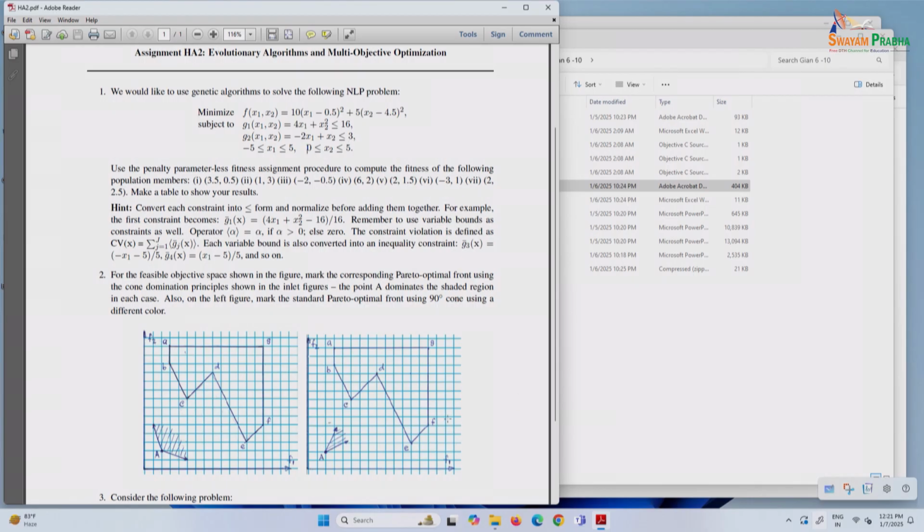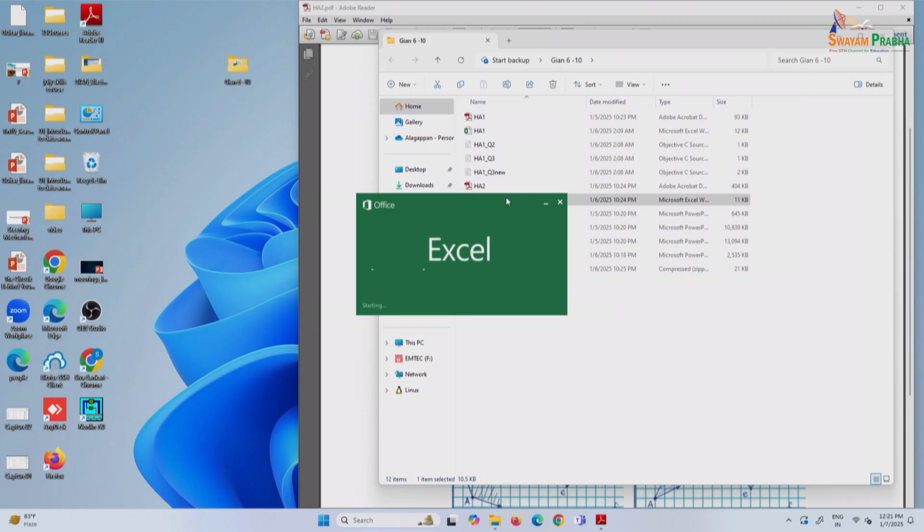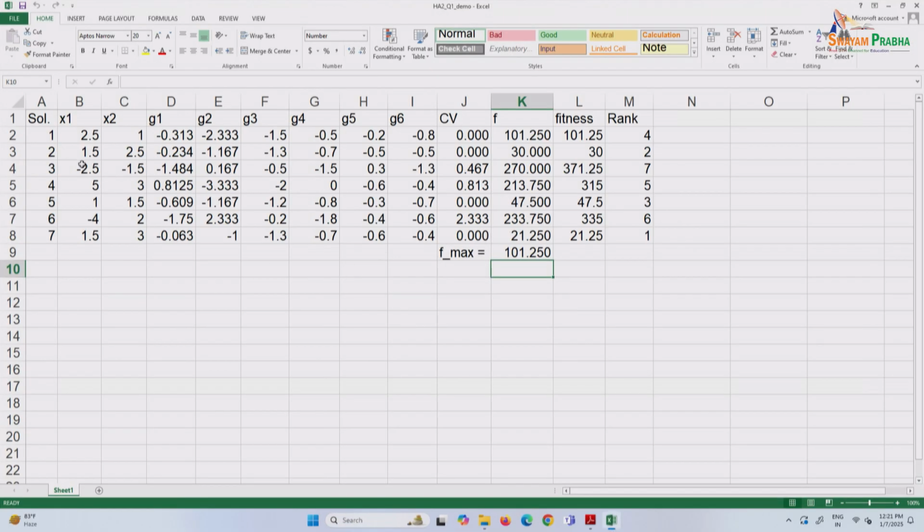So I will now show you the Excel sheet. This is how I have done it. Maybe you can also follow the same. You see, this is not the same problem. I am showing you for another problem just to give you an idea. So there are 7 solutions here, also 7 solutions. I hope it's not the same problem, but even if it's the same problem, doesn't matter. So you have x1 vector and x2 vector. So this is x1, x2, one solution.